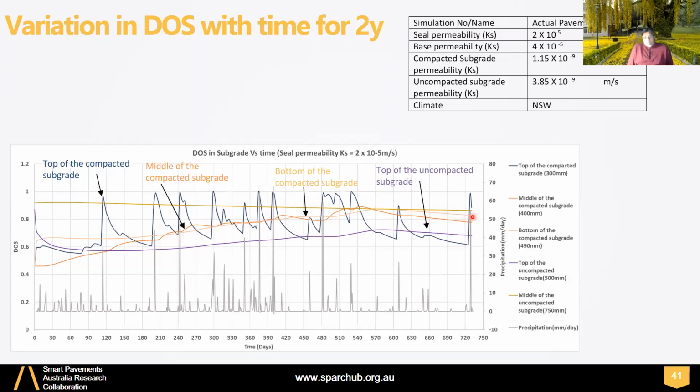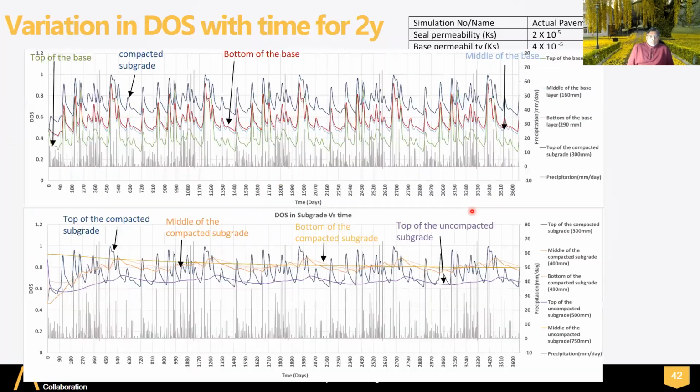There's a reason for it. Unfortunately, I don't have time to explain that. It's due to the water retention curves and how the equilibrium suction is developed. But it gets a high degree of saturation eventually. So the subgrade may be vulnerable in this instance because it's approaching actually 0.9, which is above the optimum values.